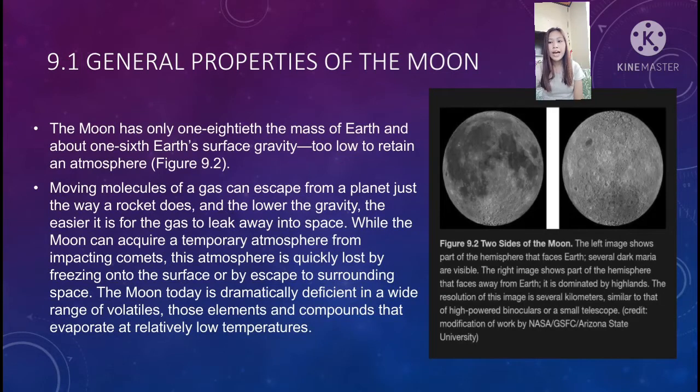So while the moon can acquire a temporary atmosphere from impacting comets, this atmosphere is quickly lost by freezing onto the surface or by escape to surrounding space. The moon today is dramatically deficient in a wide range of volatiles, those elements and compounds that evaporate at relatively low temperatures. Some of the moon's properties are summarized in Table 9.1 along with comparative values for Mercury.